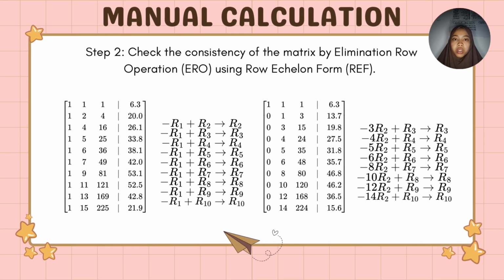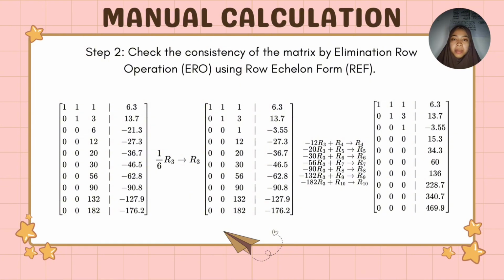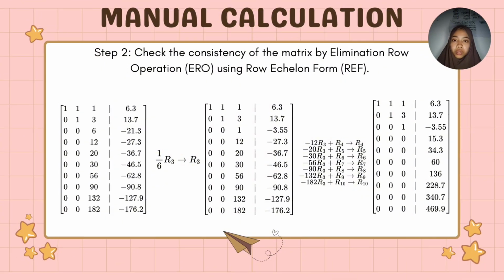Step 2. Row echelon form using elimination row operations. Next, we check the consistency of the system by applying elimination row operations, which is ERO, to form row echelon form, which is REF. First, eliminate entries below the first pivot by subtracting the first row from each subsequent row. Then use the second pivot to eliminate entries below it in the second column. Finally, normalize the third pivot and eliminate entries below it. This confirms the system is inconsistent and ready for solving.